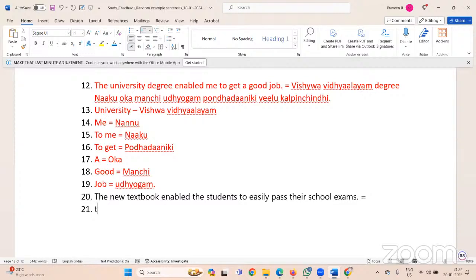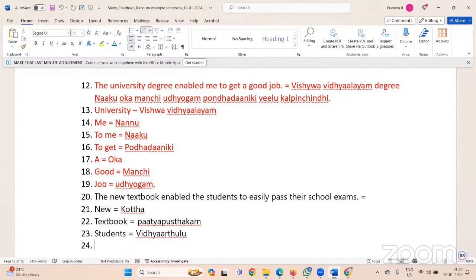Okay. So the new means kotta, Andy. Kotta. So if anybody is watching this on YouTube live, you can also type your practice sentence attempt in the chat box. Let me see. Okay. New means kotta. Textbook means Pathya Pustakam. Enabled, you know already. That is same. Students means Vidyardhulu. So Vidyardhulu enabled the students.